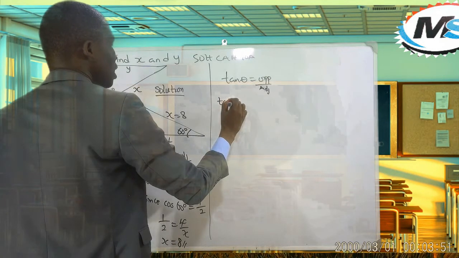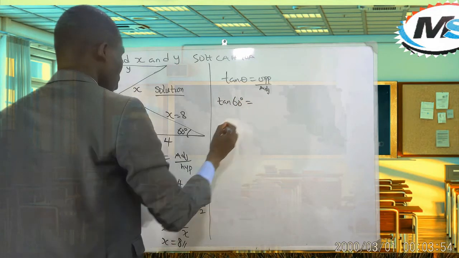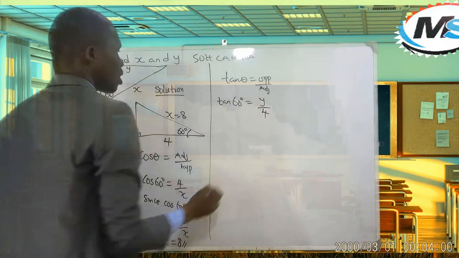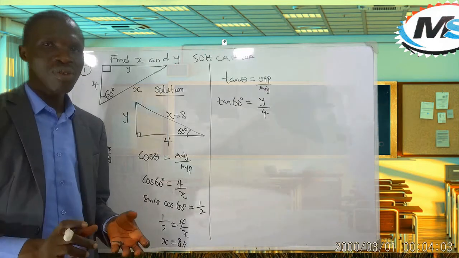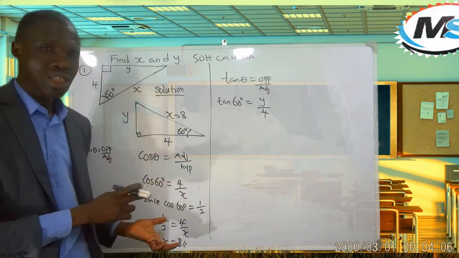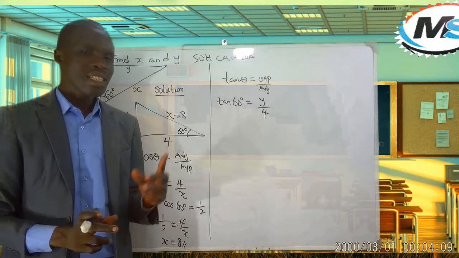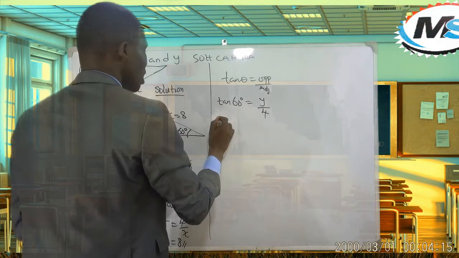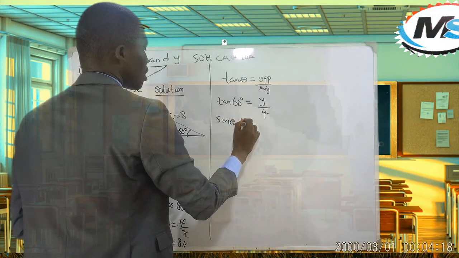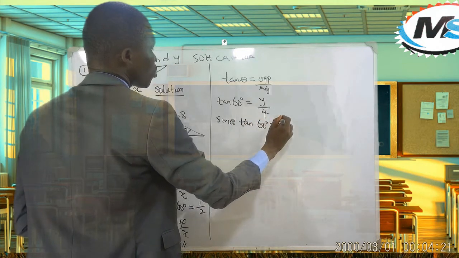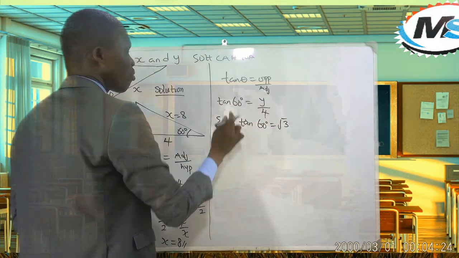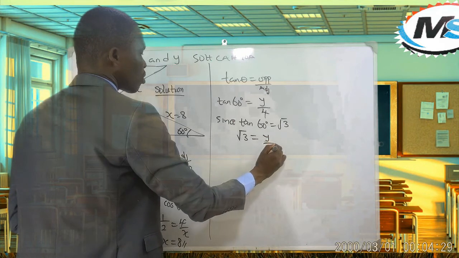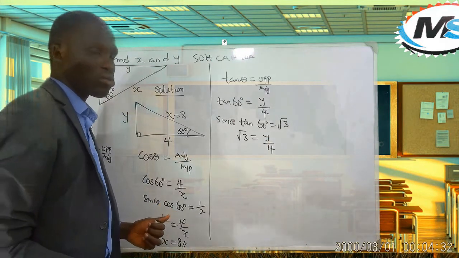So tan 60 degree will give us opposite. This is opposite y, and adjacent is 4. Now you need to remember, I told you before that we are going to make use of what we did in the previous class. And what is that? Tan 60 degree is root 3. You need to understand that. So since tan 60 degree equals root 3, then we substitute for tan 60 degree. That will give us root 3 equals y all over 4. I believe you understand that, right?